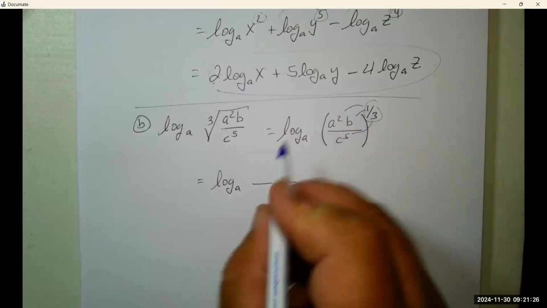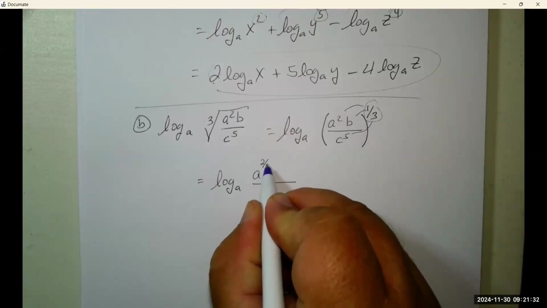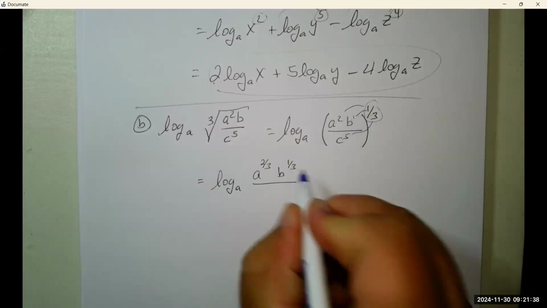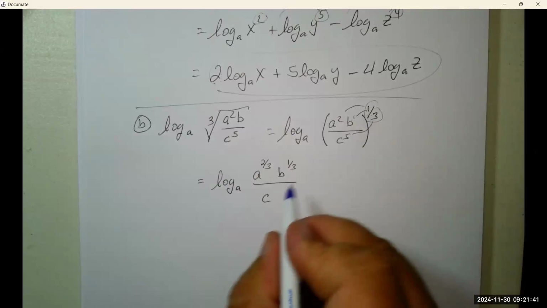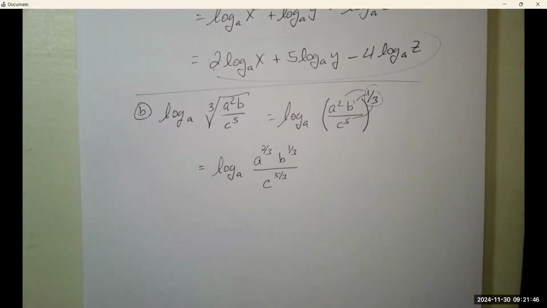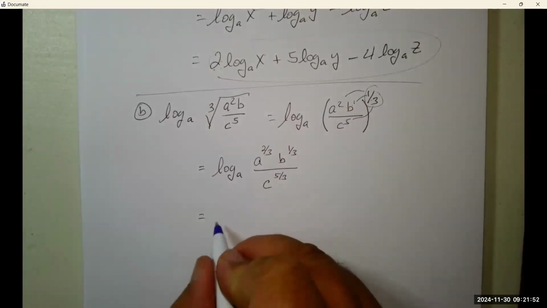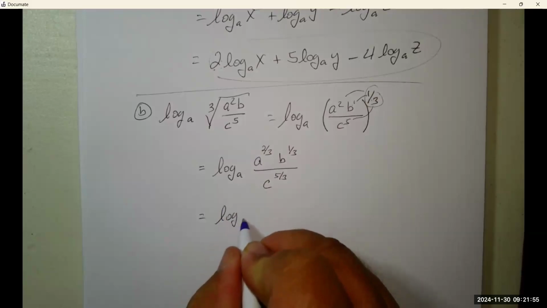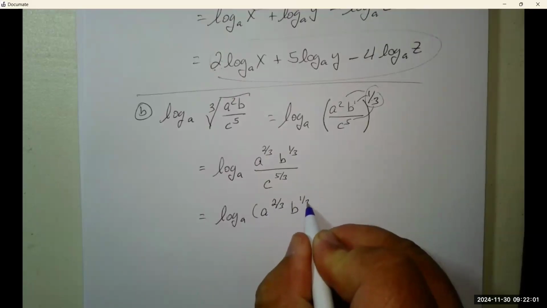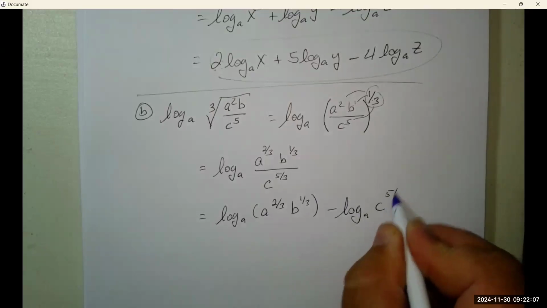And remember, it's power to a power, you multiply. So we have 2 times 1/3 is 2/3. This is a 1, and 1 times 1/3 is 1/3. 5 times 1/3 is 5/3. Okay, so we got rid of the parentheses and everything. Now we spread them out. So we have log base A. On top, we have A to the power 2/3, B to the power 1/3, minus log base A of C to the 5/3.